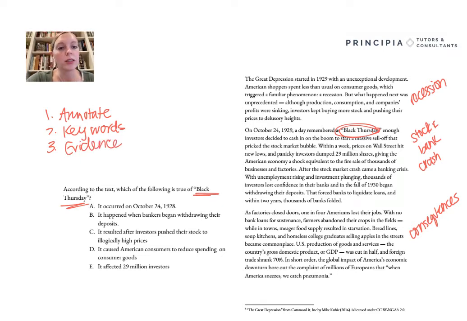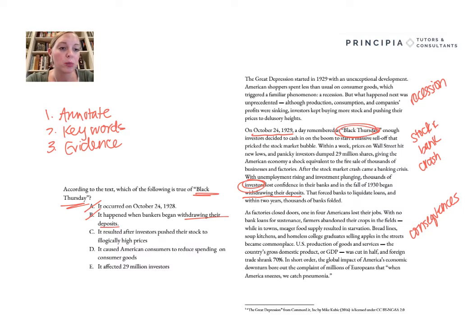Now our third step is to look for evidence. Let's go ahead and check our answer choices. A, it occurred on October 24th, 1928. Well, I do see an October 24th mentioned, but it is 1929. So that one would be inaccurate. B, it happened when bankers began withdrawing their deposits. Well, if I skim and scan for withdrawing their deposits, maybe as my keywords, I do see that mentioned here, but the people who are doing that are investors. They aren't bankers, so that one's not quite accurate.